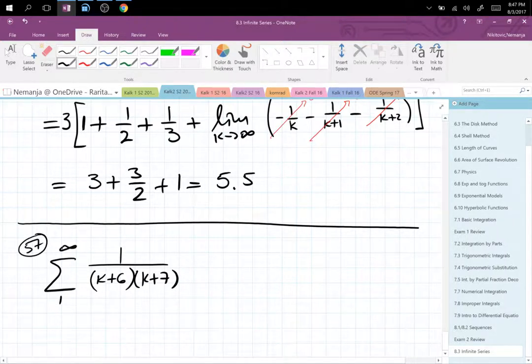You will want to do the partial fraction decomposition. Yeah, partial fraction decomposition. Nice. Let's get busy. Partial fraction decomposition to change this into the telescoping form, and then do telescoping.